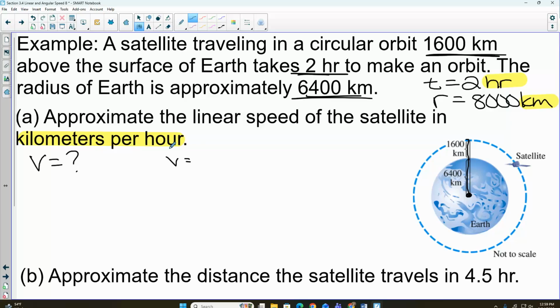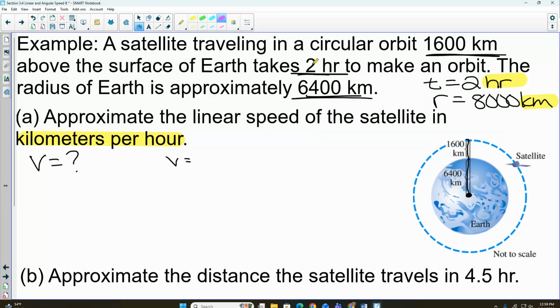We have v equals s over t, but I don't have s. Or v equals r omega, but we don't have omega. So that means we're going to have to do a couple formulas, aren't we? So we either have to first find out s, or we have to find our omega. We actually have a little more information than we realized at first.